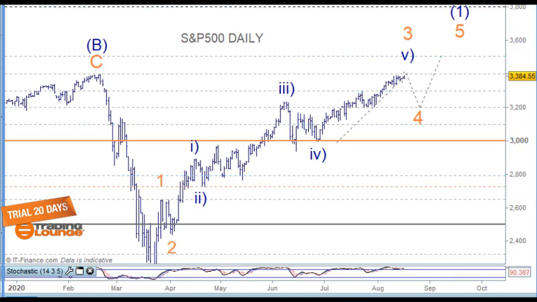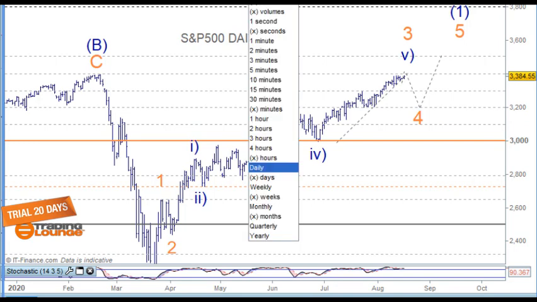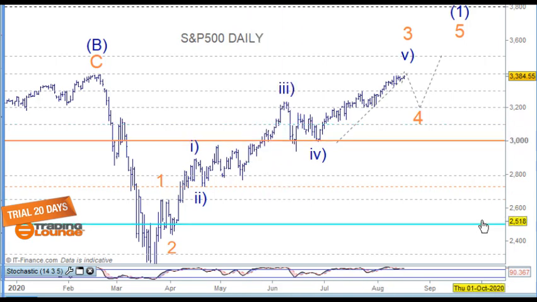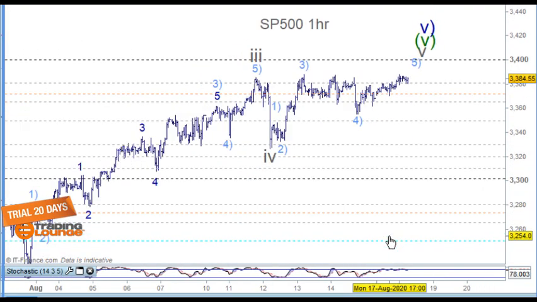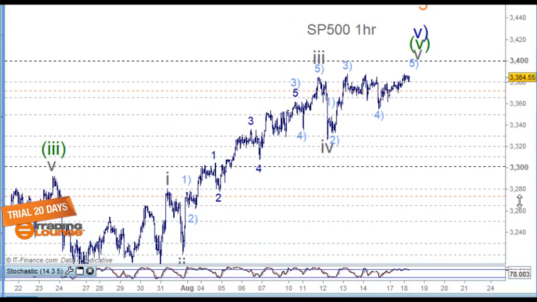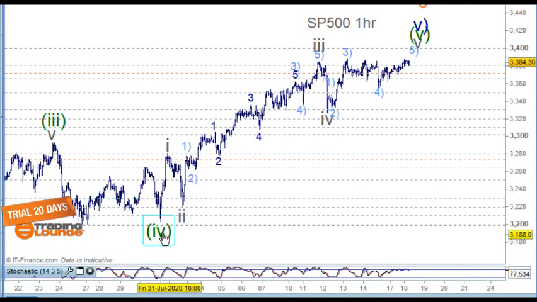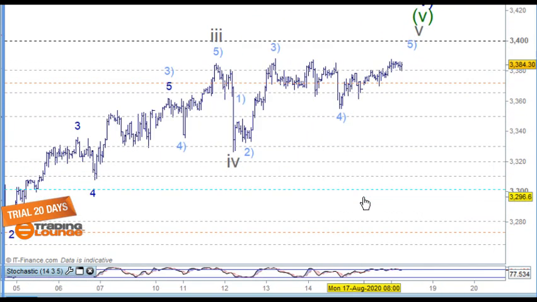Let's go in and have a closer look at this. I might just go straight to the hourly chart here, then to the 15-minute chart. From the hourly chart, I've been counting it from the low here of wave 4, with wave 1 and 2, and then 1 and 2 here, and then 5 waves up for 1, 2, 3, 4, 5 for the wave 3, and then 4, and then 5 of the third. So 1 and 2 and 3 and 4 here, and then going up for wave 5.